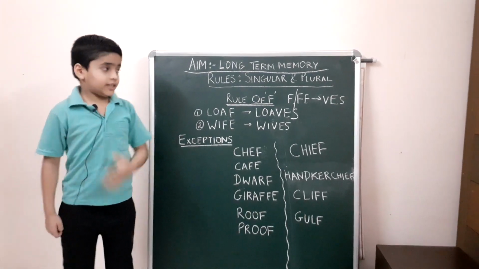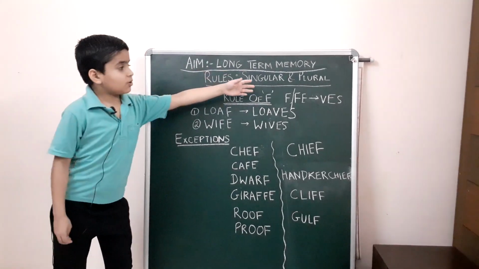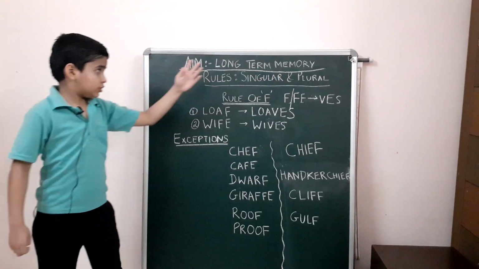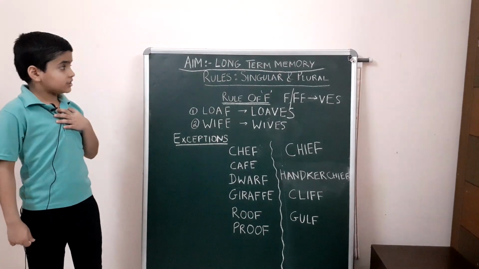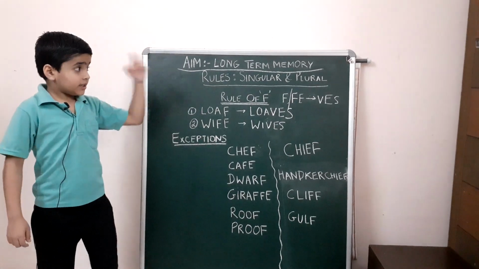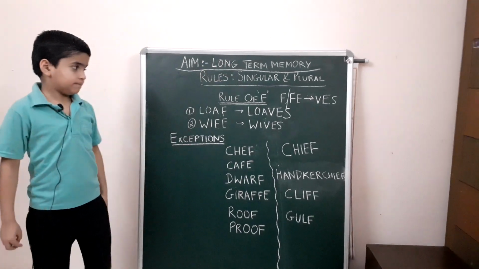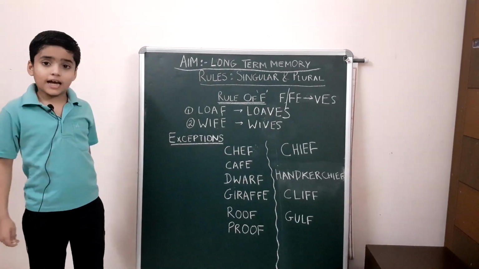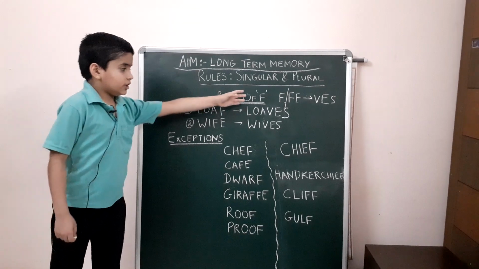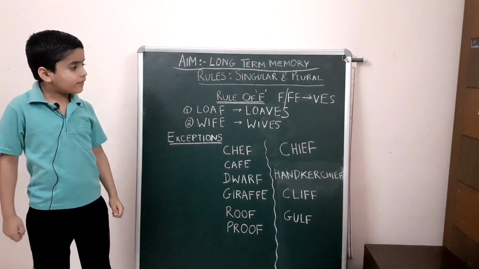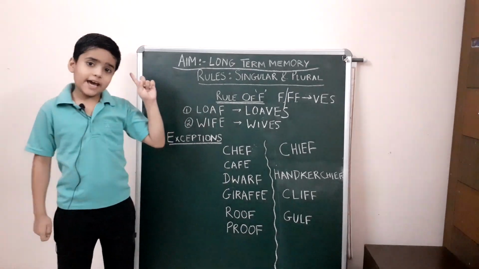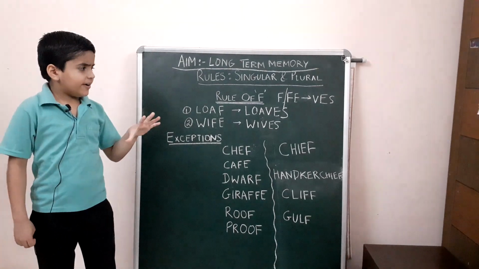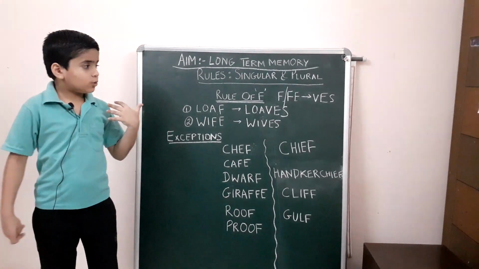Today we will study rules of singular and plural nouns. Our aim of this class is to keep things in long-term memory. Let's start the class. Today we will study the rule of F. I remember that F is a faltu word, so it is good to remove F.